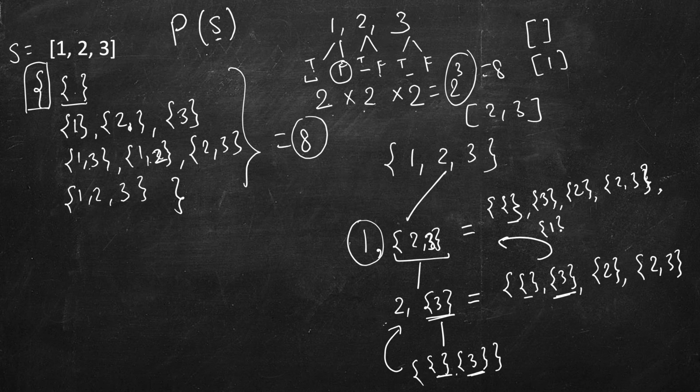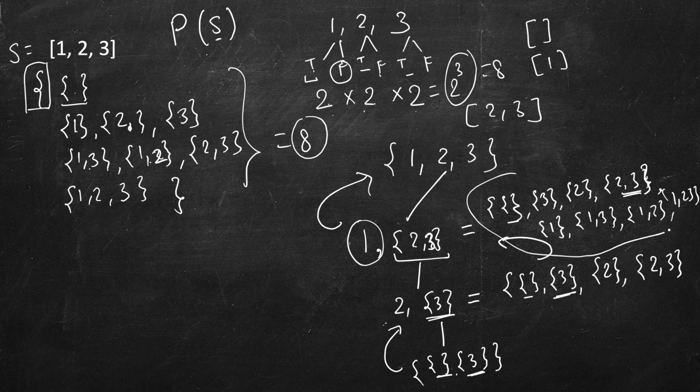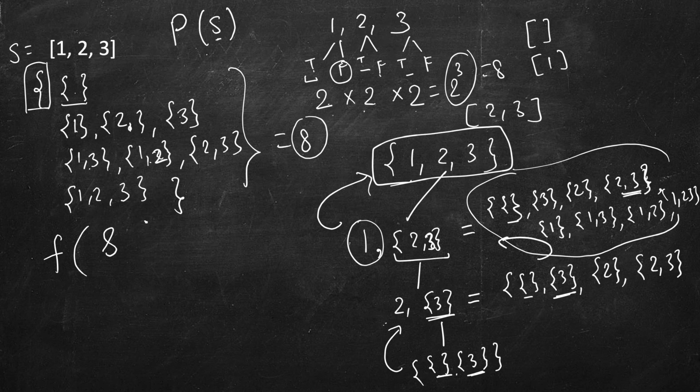So we will have 1. If 1 is added here, it will become 1, 3. If 1 is added here, it will become 1, 2. And if 1 is added here, it will become 1, 2, 3. And this solution is returned up, that is this solution, and this was the original solution, so it will return this value, and it includes all the possibilities.